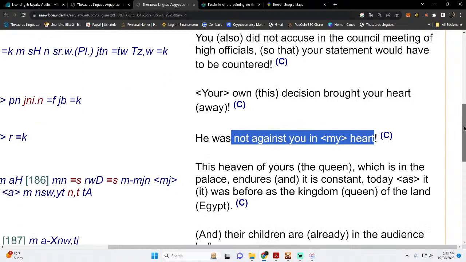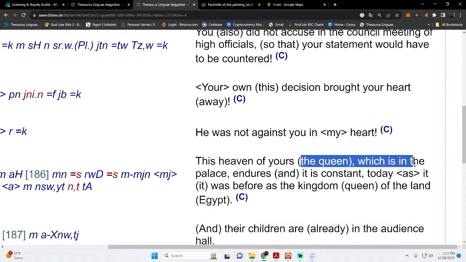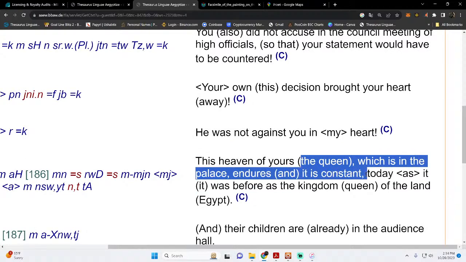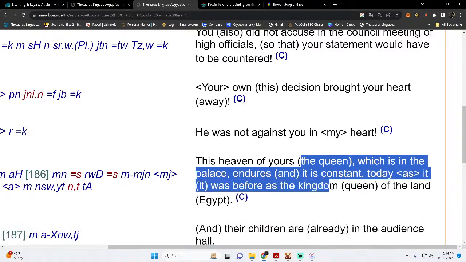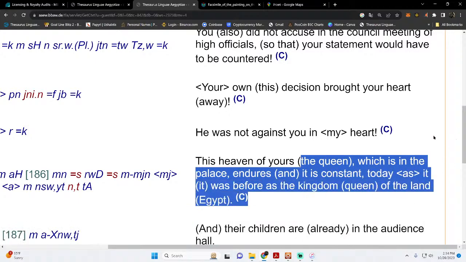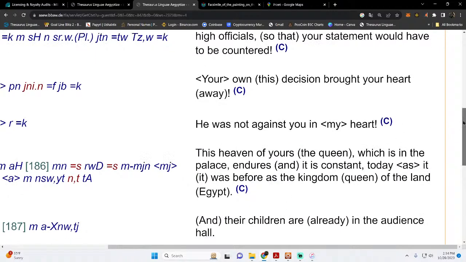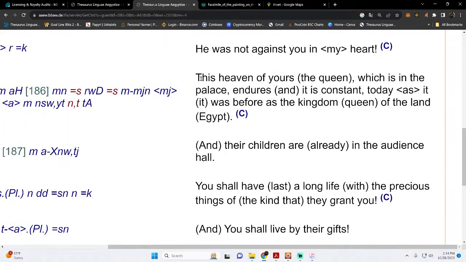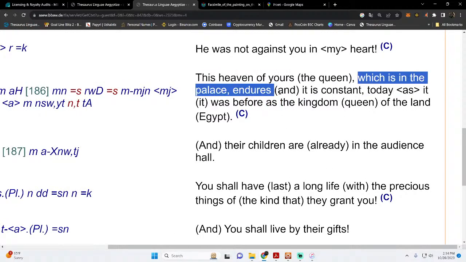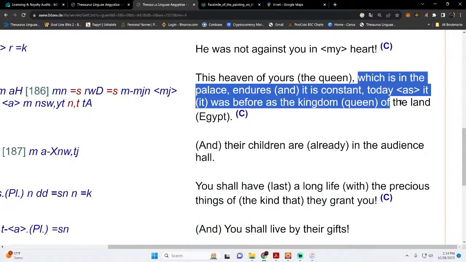Let's keep reading. This heaven of yours, the queen, which is in the palace, endures, and it is constant today as it was before in the kingdom and the queen of the land. He's basically saying, we still got it popping. But they translated that like that. He's saying it was popping like it is now and before. I don't know why they translate that as the queen. They're saying it was like this all the time.